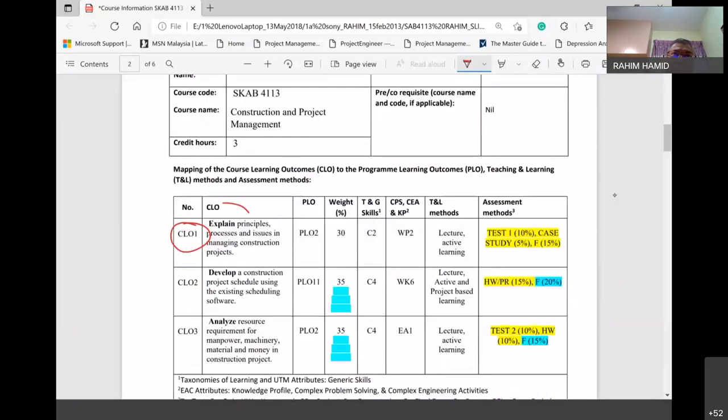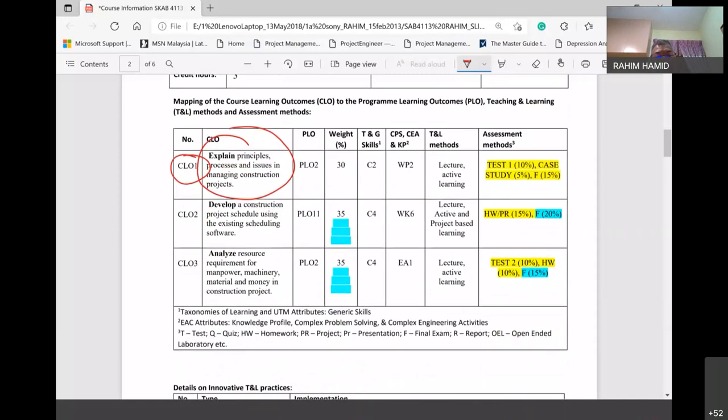At the end of this semester, we expect you to be able to explain those processes. If, for instance, I give you a quiz right now, I'm sure perhaps three quarters of the class would not be able to answer correctly. So that is the purpose of learning, to learn new things.